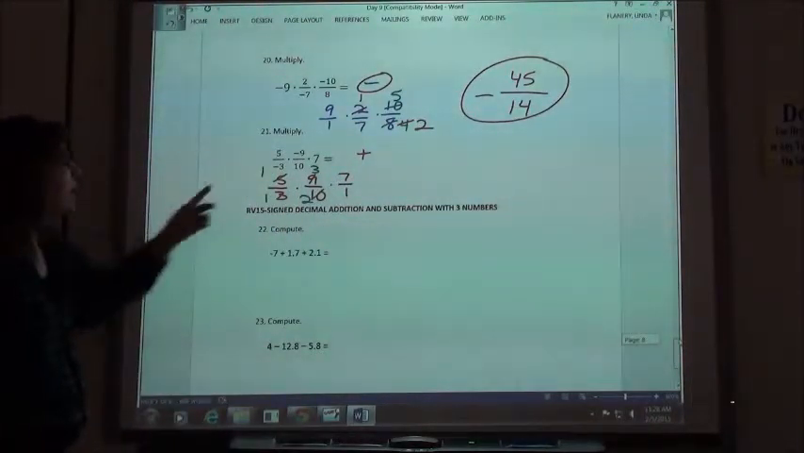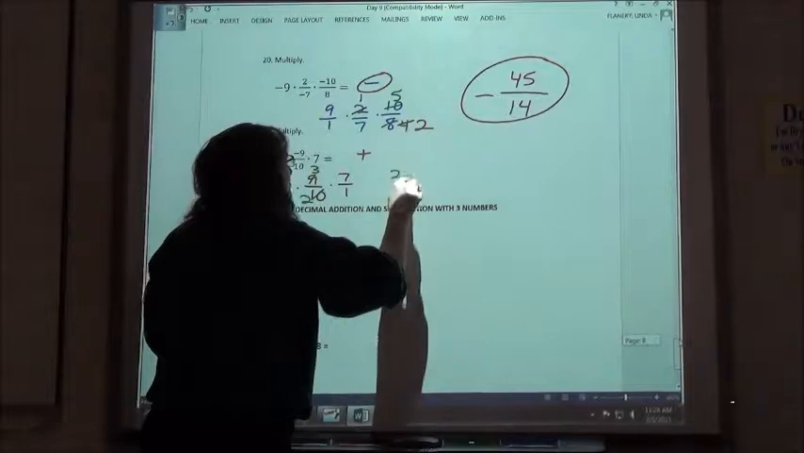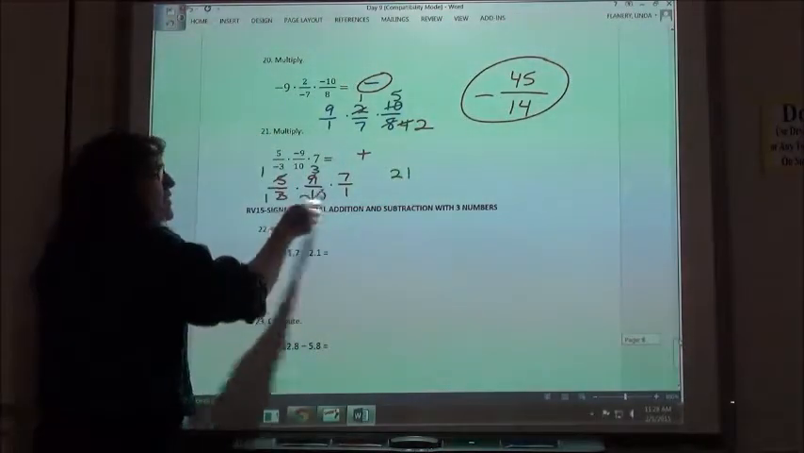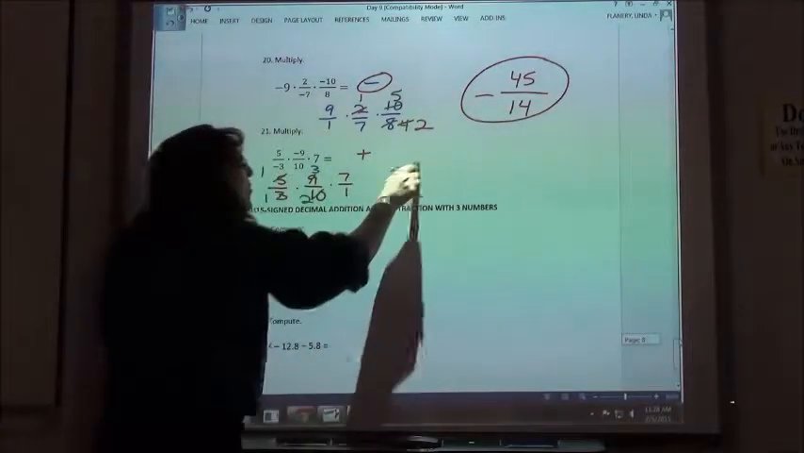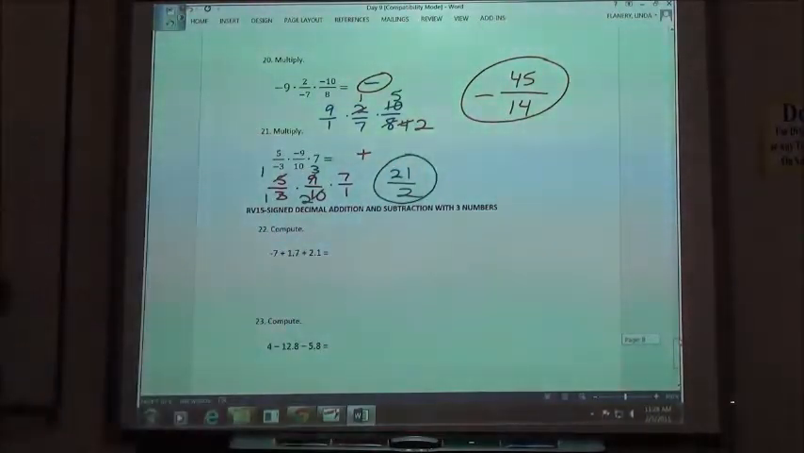So multiplying 3 times 7 is 21. 2 times all those ones is 2. I know my answer is going to be positive, so 21/2 is my answer.